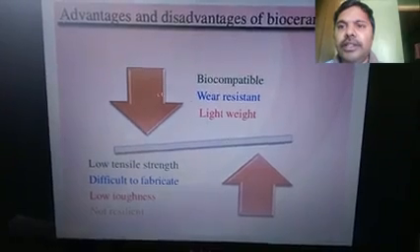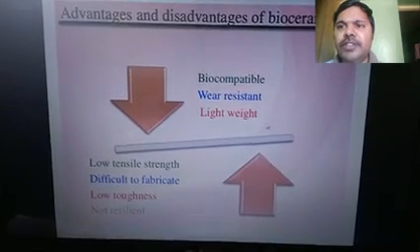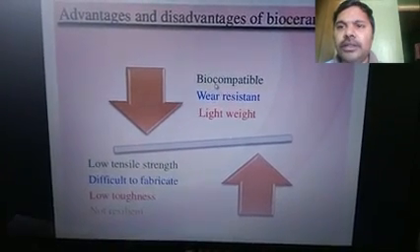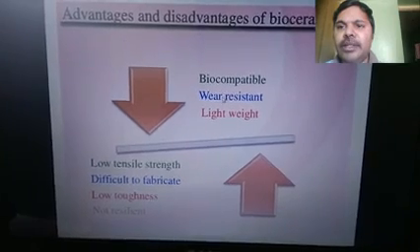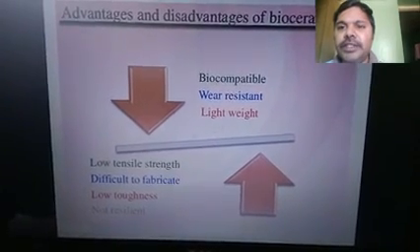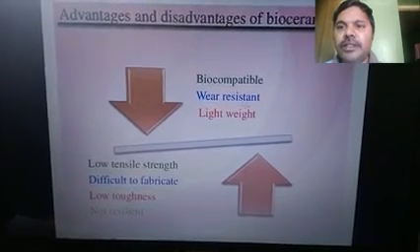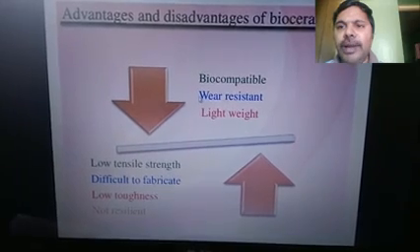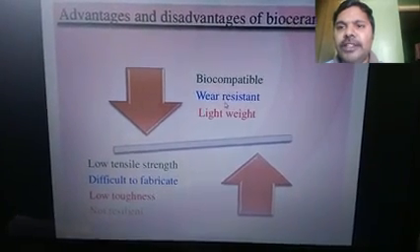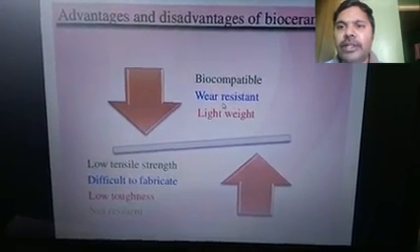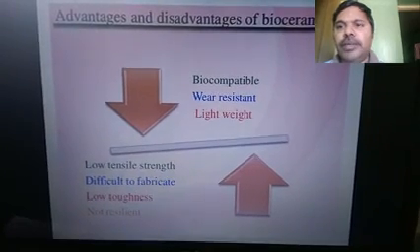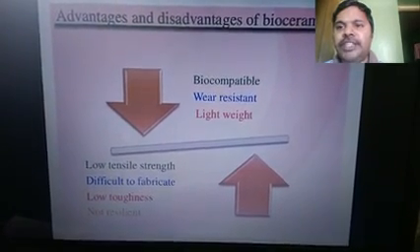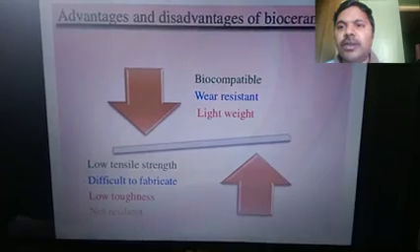So here it's given the advantages and disadvantages of bioceramics. There are three advantages: biocompatible, wear resistant, lightweight. So what is wear resistant? Wear resistant is nothing but when you implant a bioceramic material in the human body, it will not get fractured or damaged by the friction. That is called wear resistant.